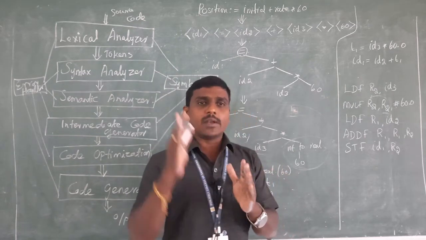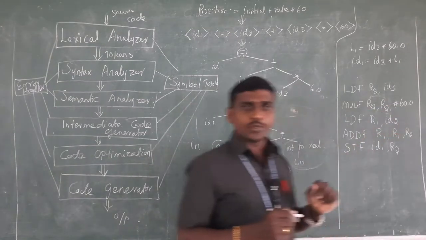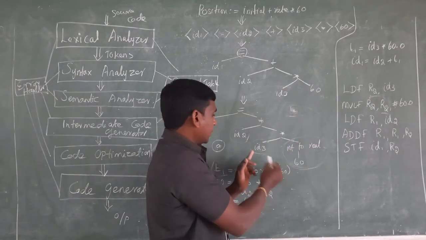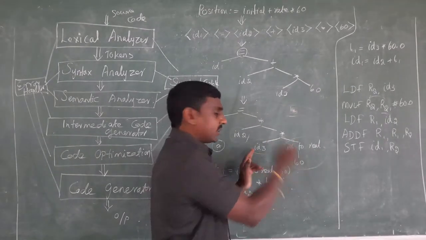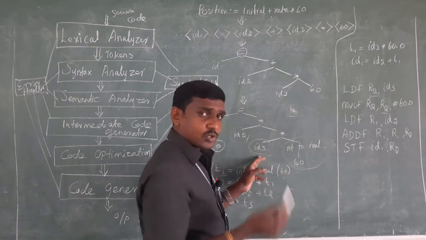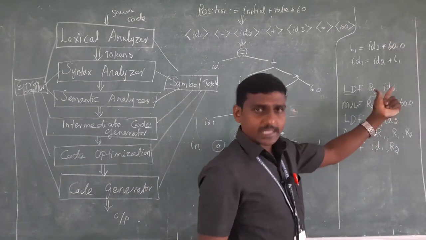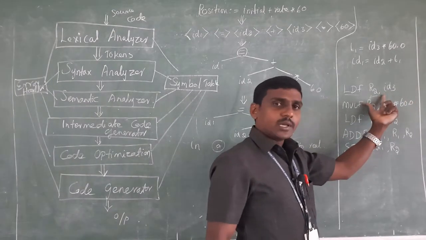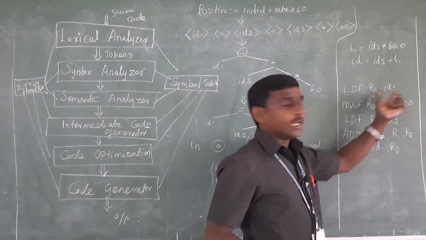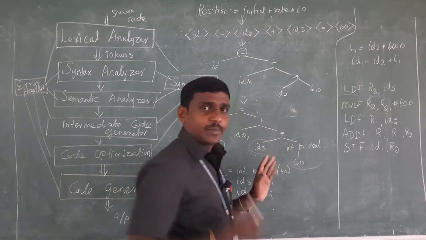If you want to add or multiply a number directly, we have to give an immediate value, that is the hash symbol. The value of ID3 should be multiplied with 60. Before that, ID3 is a variable, so we have to move it into a register. That is LOAD R2, ID3. R2 is a register, so ID3 is moved into R2. You can use R1, R4, etc. Then I can multiply with the immediate value 60.